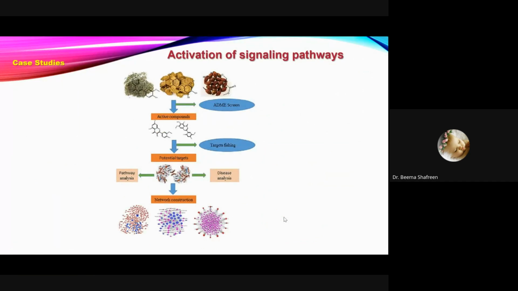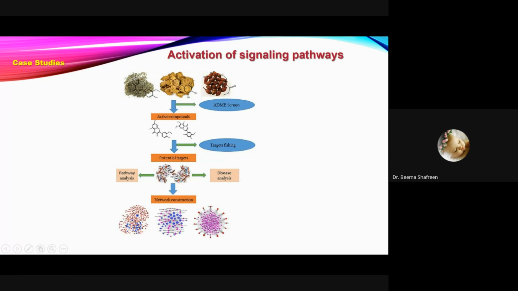And the next case study is activation of the signaling pathways. We have multiple natural compounds from which the active compounds can be taken, and they can be screened for their ADME, that is absorption, distribution, metabolism, and excretion. And these active compounds can be taken for target fishing, and the potential targets can be identified.